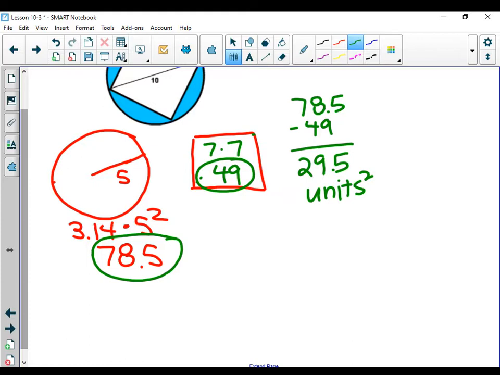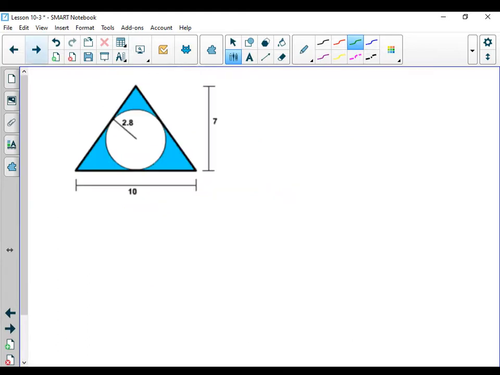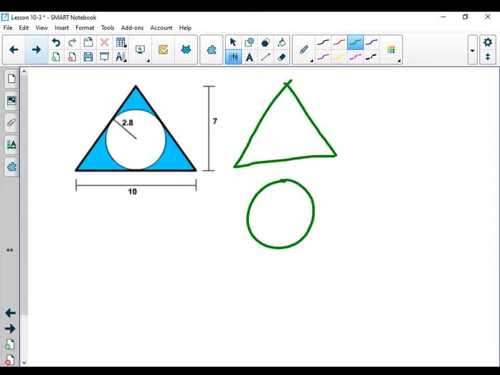Look at number 4. What shapes do you have? Triangle and a circle. It would be really awkward if I came over and took your hand to draw the triangle for you. Would that be awkward? So why don't you just draw it? Triangle, circle. Mine aren't the neatest either. We'll survive.